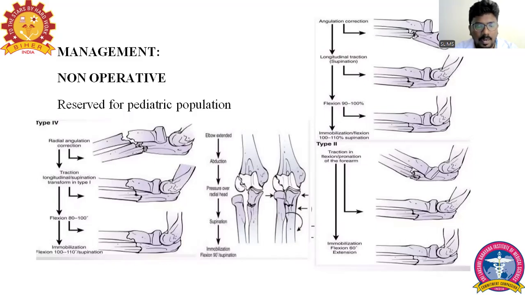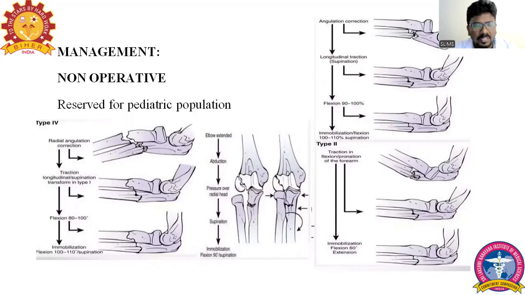So as I already told with Bado's classification, in type 1, A and B, there is a greenstick fracture and there is a plastic deformation, which, if properly reduced, can be corrected by conservative management. So here in type 4, there is a radial angulation correction, which is done by longitudinal traction along with supination, which converts the type 4 fracture into a type 1 fracture, and there is a full flexion of the elbow with 80 to 100 degree flexion of the elbow, and an above elbow slab is applied.